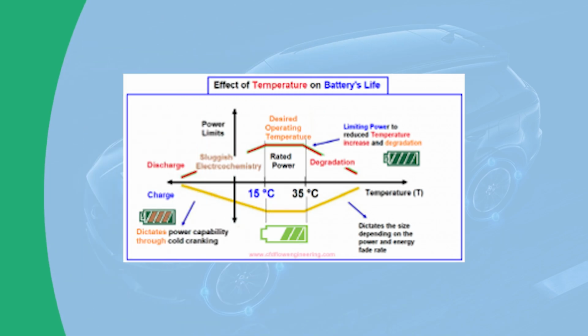This is the effect of temperature on the battery life. As we can see, 15 to 35 degrees centigrade is the exact operating range which we should ensure for proper and safe operation of the battery. We call it cold cracking when the battery is operated below 15 degrees centigrade, and above 35 degrees centigrade, again, the battery life gets degraded.